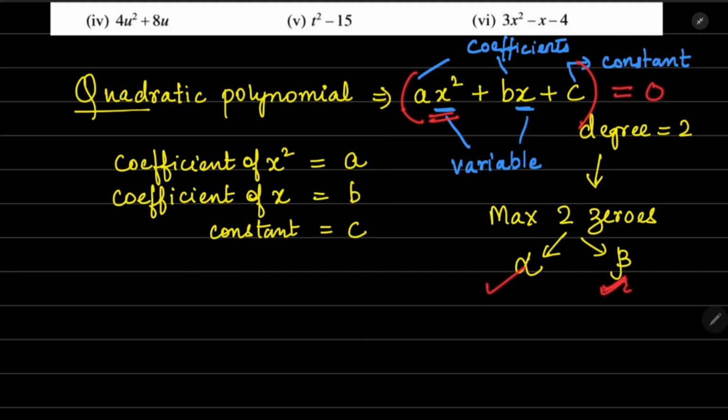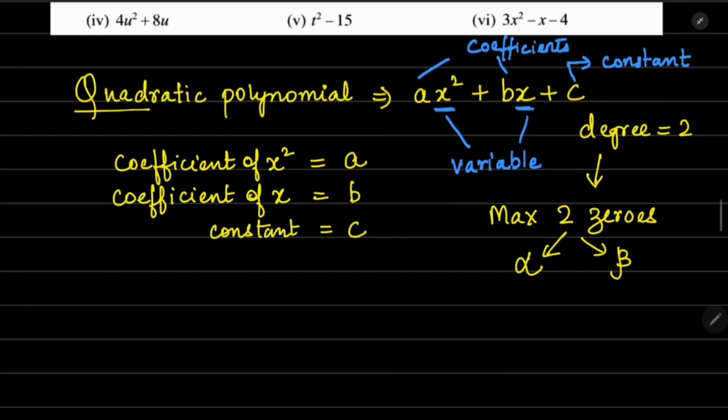Whatever be the beta value, say 1, 2, minus 1, 1 by 2, 3 by 2, whatever be the beta value, if I substitute in place of x, again the value of the polynomial p of x will be 0. So we will denote this polynomial by say p of x. What do you mean by p of x? It's a polynomial with variable x. So this is the quadratic polynomial with variable x.